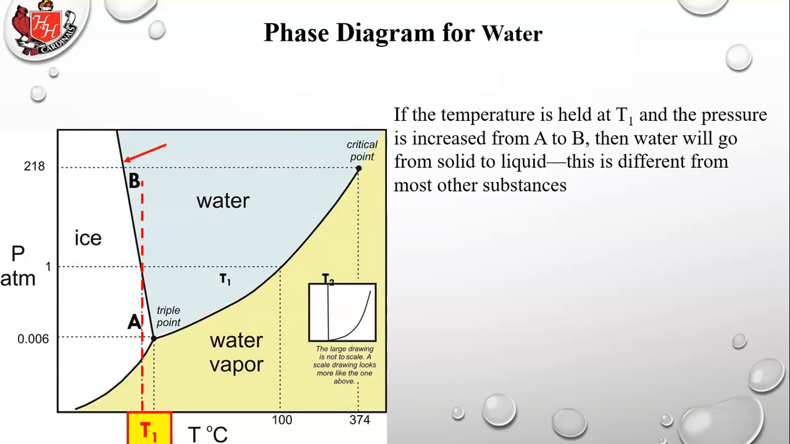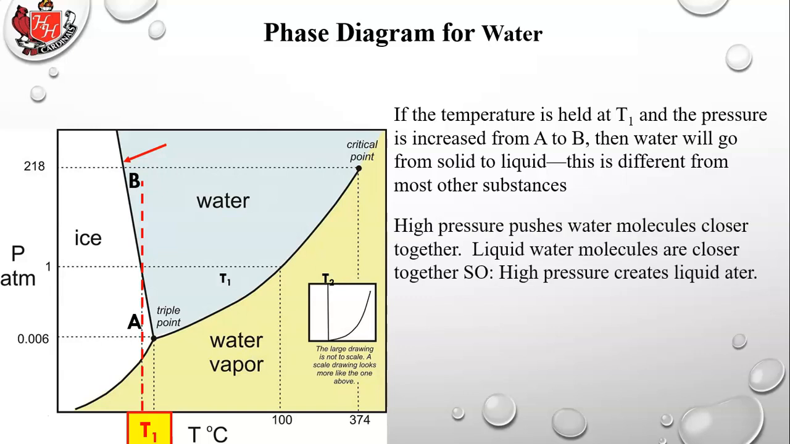This is different from most other substances. High pressure pushes water molecules closer together. Liquid water molecules are closer together, so high pressure creates liquid. That should be water there. It creates liquid water.